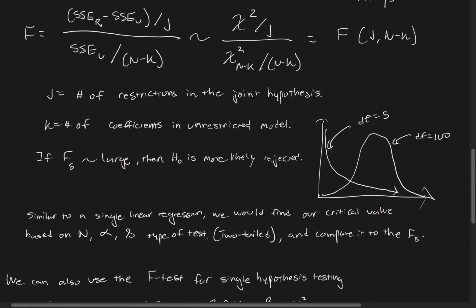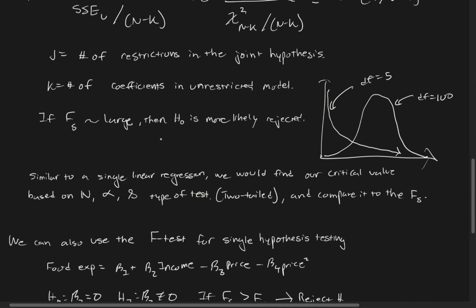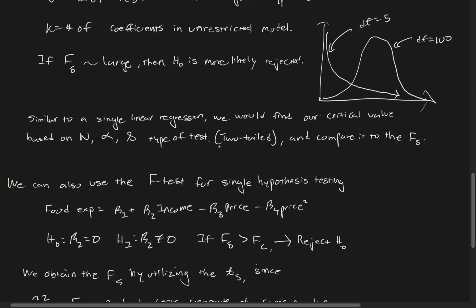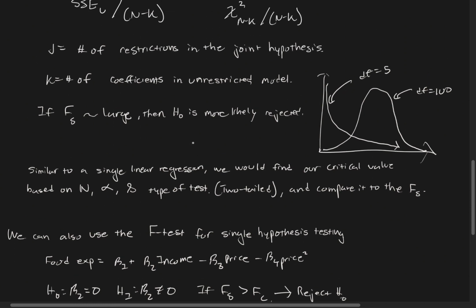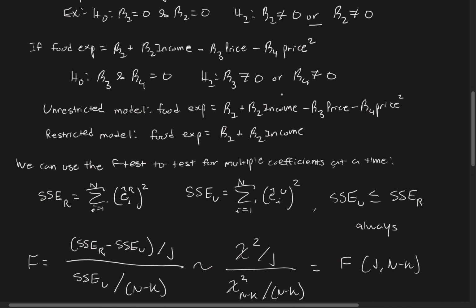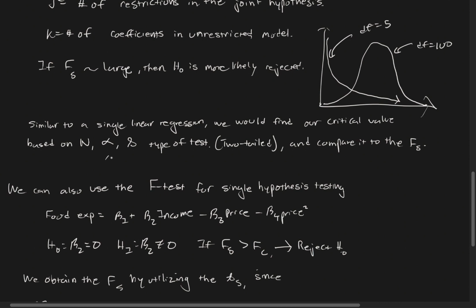Note that the F statistic, similar to the simple linear regression, also compares to a critical value determined by our sample size, the type of test, which in this case is two-tailed because we are testing if these have an effect or not, not necessarily if they're positive or negative, and then our confidence level, like 90 or 95 percent, whatnot.